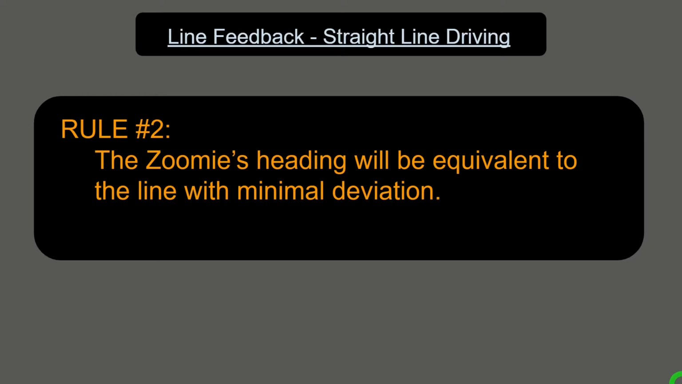Rule number two, the Zoomie's heading will be equivalent to the line with minimal deviation. Now, if you remember, with the encoder steering, whatever heading the Zoomie was pointed at, it would just take off from that and head in that direction, hopefully in a near perfect straight line. Well, with line following, the heading, regardless, within reason, of where we start, the Zoomie should pick up that line and follow it along its heading. And that is the big difference between the two.